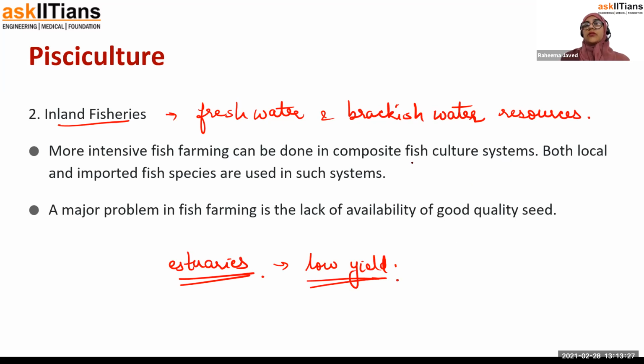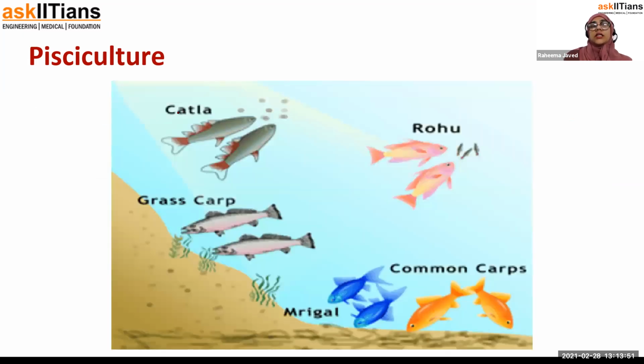So what is done? We can do the fish culturing of these fishes. One type of fish culturing is composite fish culture, and in such fish culture, both local and imported fish species are grown in the same pond. Here, catla, rohu, grass carp, mrigal, and common carps are grown in the same fish pond.